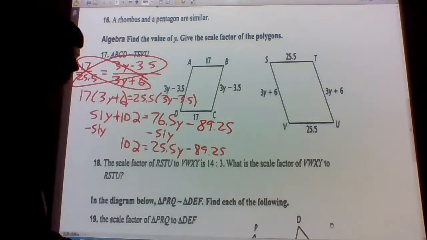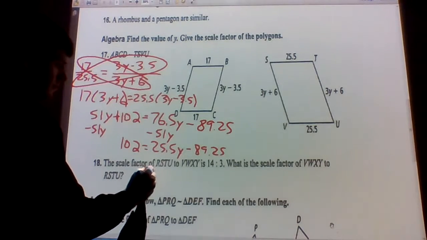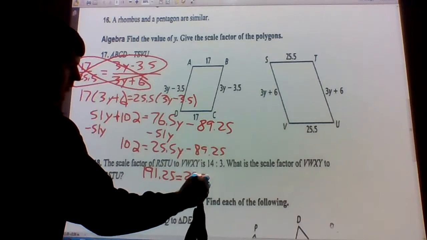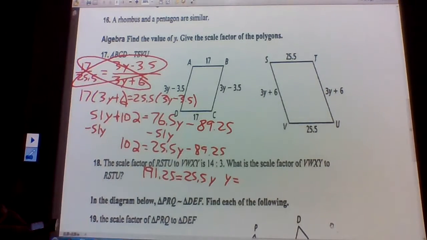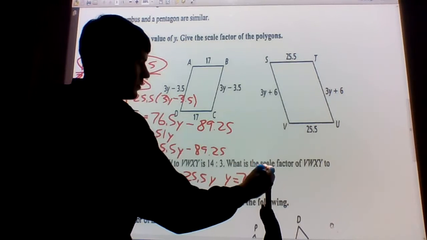And then you add 89.25 to both sides. So 191.25. Then divide by 25.5. We get y equals 7.5. Okay.